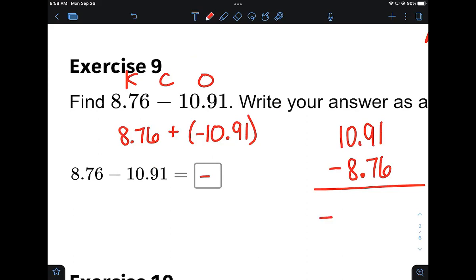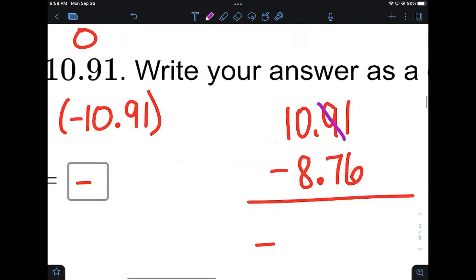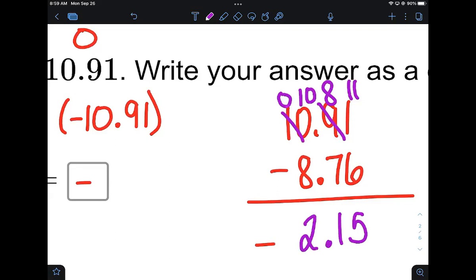The answer is going to be negative because the larger army wins. I can't do 1 minus 6, but I can turn the 9 into an 8, and I can do 11 minus 6. That's called borrowing. Let's do this one together. What's 11 minus 6? 5. 8 minus 7? Borrow. I'm going to essentially do 10 minus 8 anyways, though. 10 minus 8 is 2, and drop down that decimal point. It is negative 2.15.